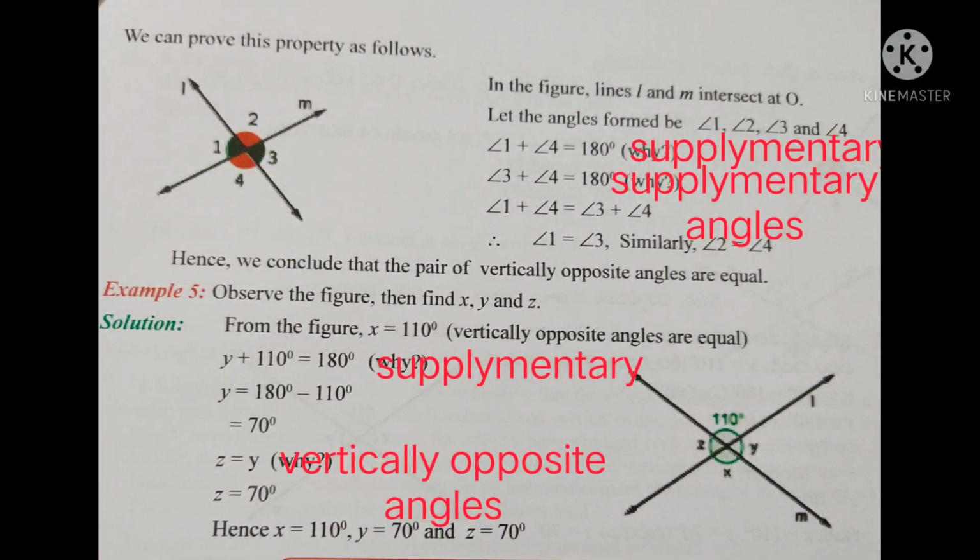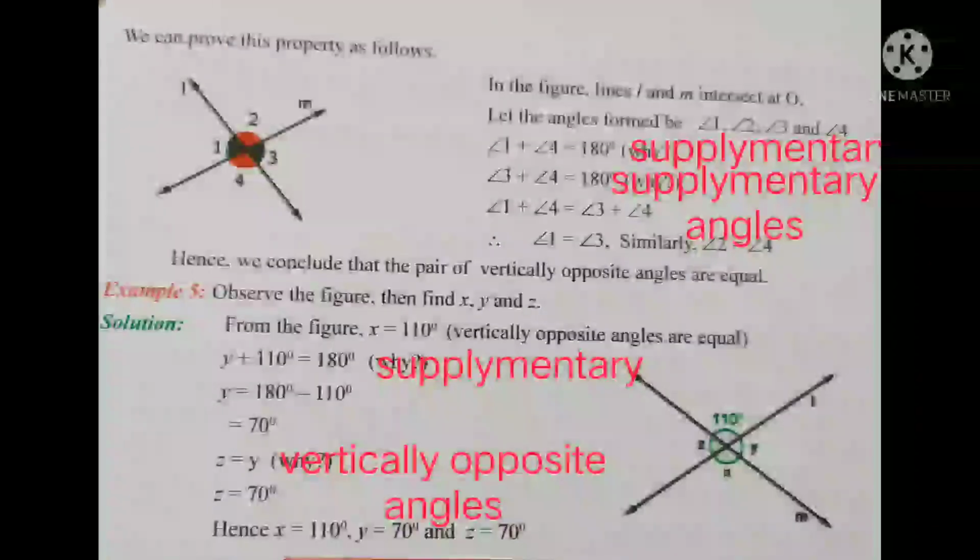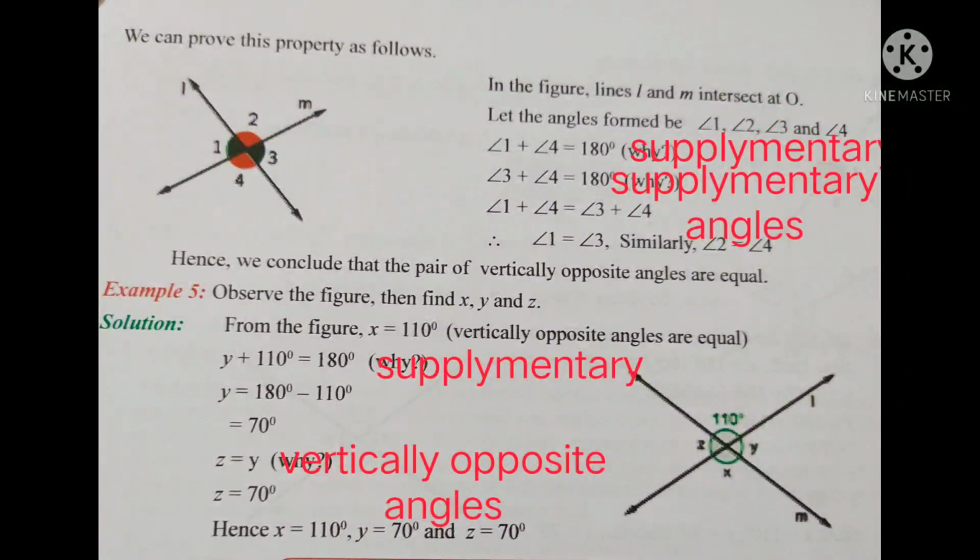Let us observe another example. Observe the figure, then find x, y and z. Here are x, y, z. The angle opposite to z is y. The angle opposite to x is the given 110 degrees. From the figure, x equals 110 degrees.